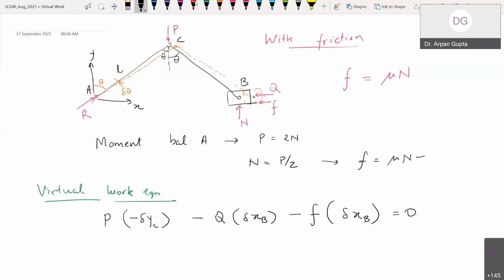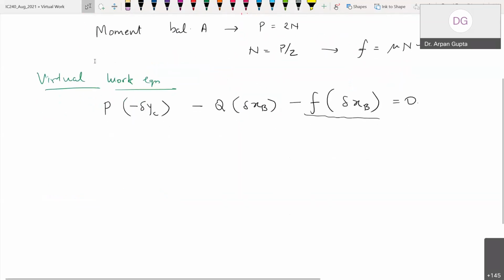So in the last class, we have seen the first two terms. Now with the introduction of friction, friction is also going to do a virtual work, and it is given by this third expression that you can see here. So now the things are quite similar.